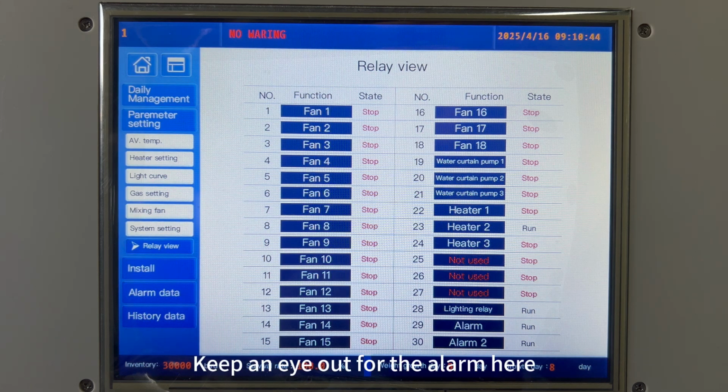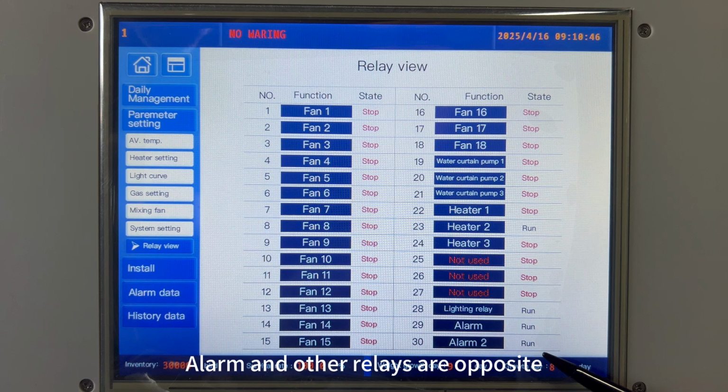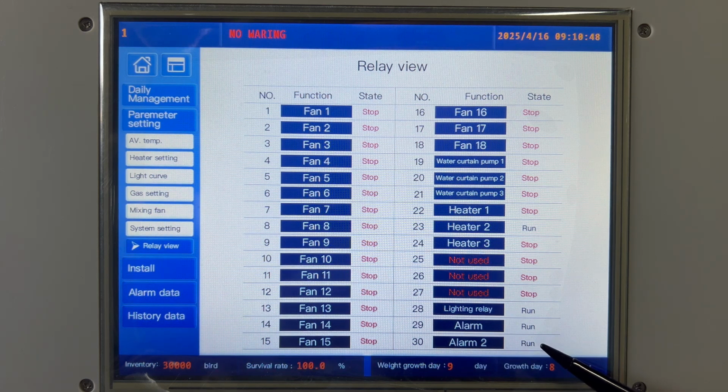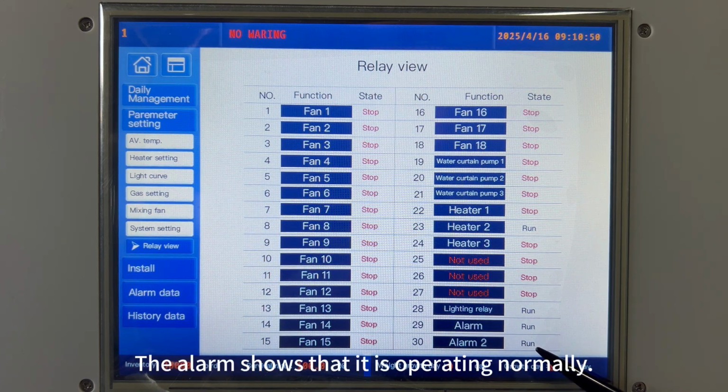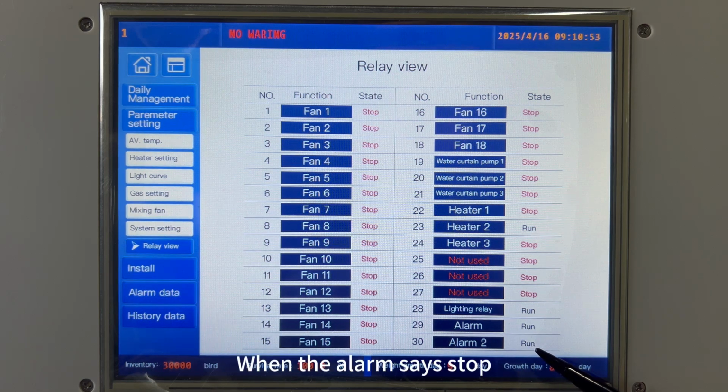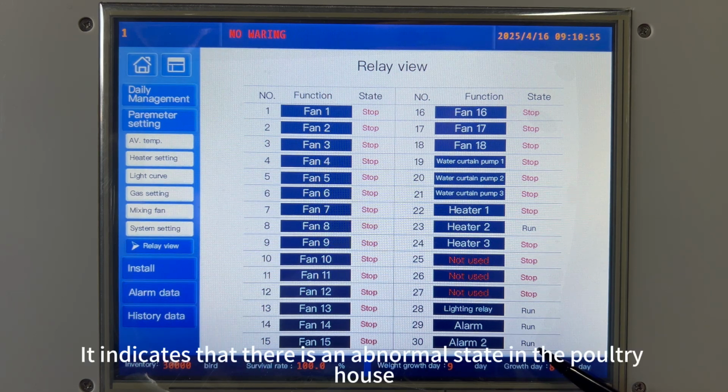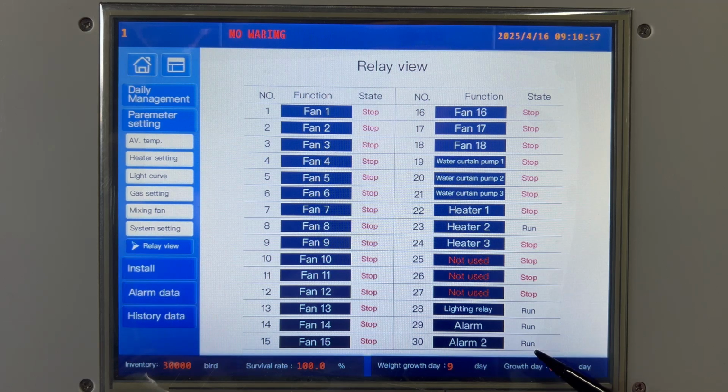Equipment. Keep an eye out for the alarm here. Alarm and other relays are opposite. The alarm shows that it is operating normally. When the alarm says stop, it indicates that there is an abnormal state in the poultry house. Alarm relay activated.